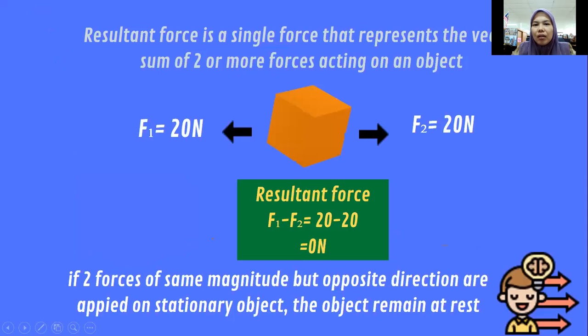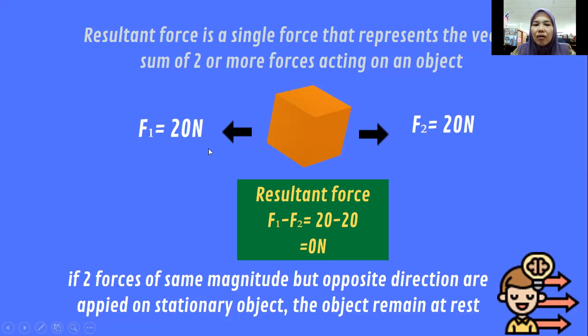So we have a situation here: resultant force. What is resultant force? Resultant force is a single force that represents the vector sum of two or more forces acting on an object. So we have a box here, and two forces acting on this box. You have to consider the direction, because force is a vector quantity. Force has magnitude and also direction. We have to consider both.